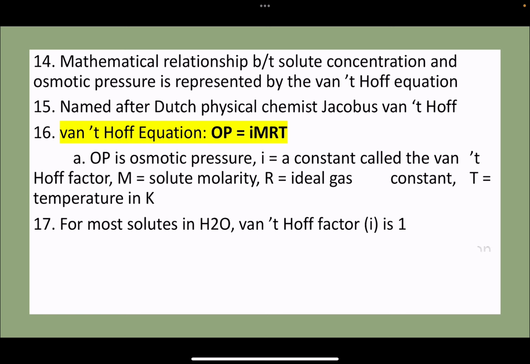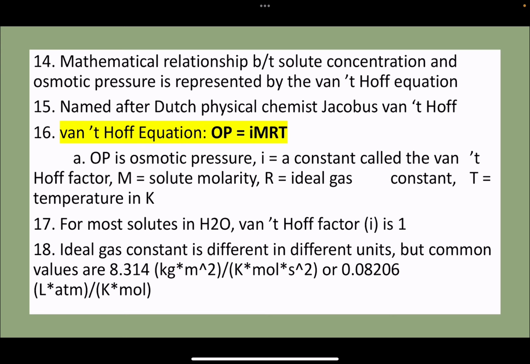The ideal gas constant R has different values depending on which units we use, but a commonly used value is 8.314 kilograms times meters squared all over seconds squared times kelvins times moles. Another value of R we will encounter frequently is 0.08206 liters times atmospheres all over kelvins times moles.